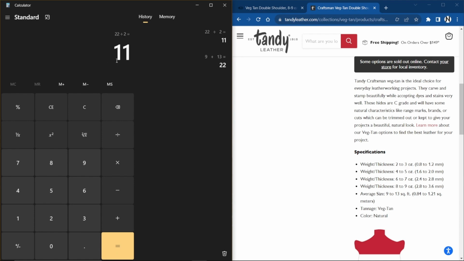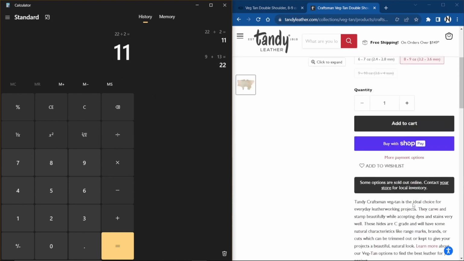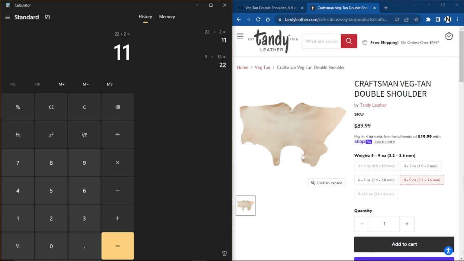Quick check of your math here. Whenever you're calculating an average, just to make sure you've done it correctly, your average should fall somewhere in between these two numbers that you used to calculate it. If it's too small or too large, all right, so if it was less than 9 or higher than 13, you've done something wrong. But since we got 11, that falls right in between. That is the average square footage that you can expect to get if you buy one of these.